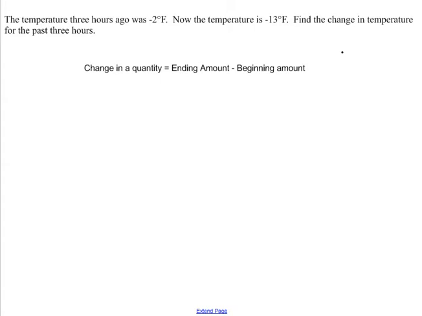So let's think carefully about the information that's given to us in this problem before we jump in and start trying to do any math. So let's see what they've told us. They've told us that the temperature 3 hours ago was negative 2 degrees Fahrenheit. We want to be sure to keep track of that negative sign. Now the temperature is negative 13 degrees Fahrenheit, and we're being asked to find the change in temperature. So it's always important to know what it is they're asking us to look for. So we're trying to find the change in temperature for the past 3 hours.